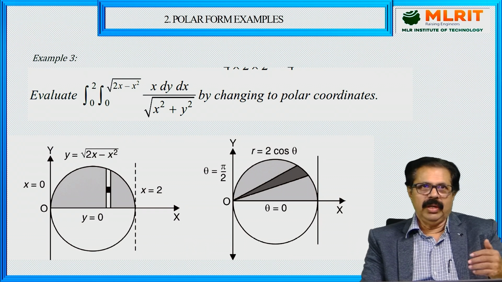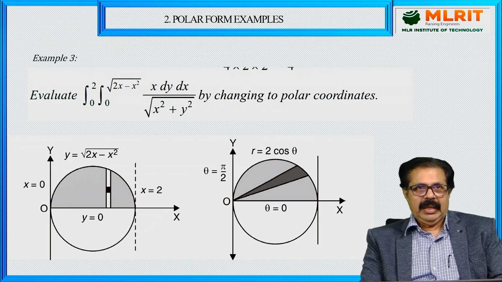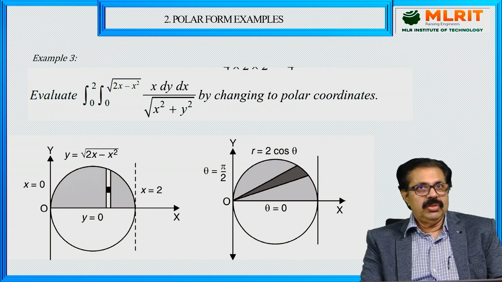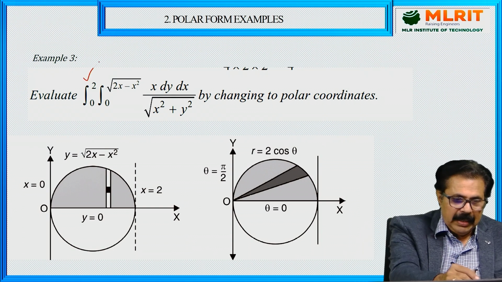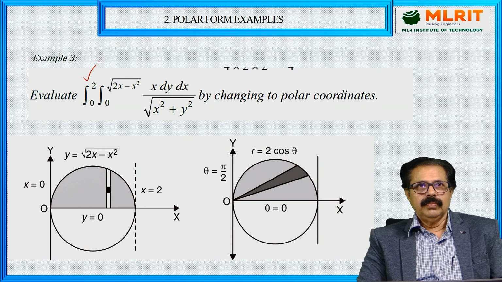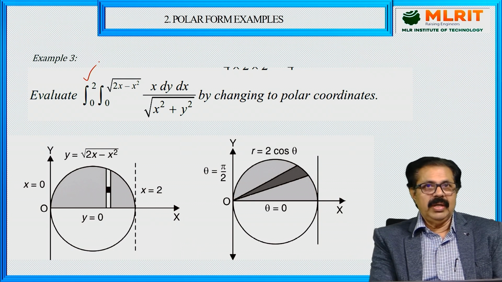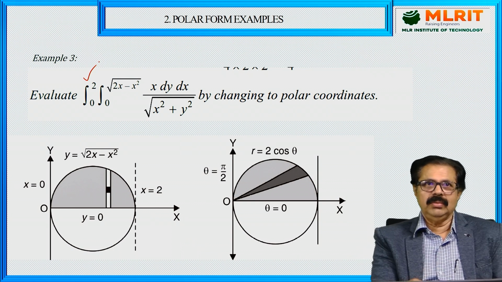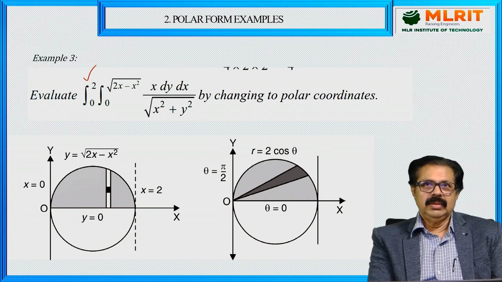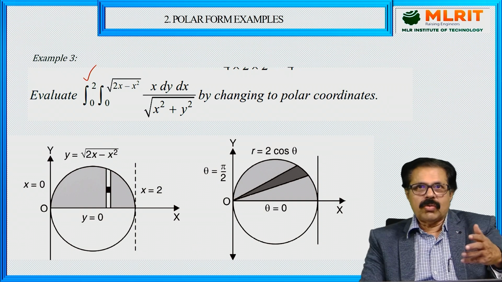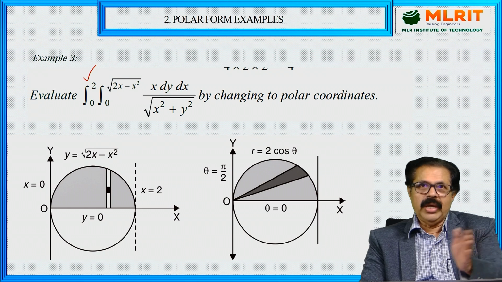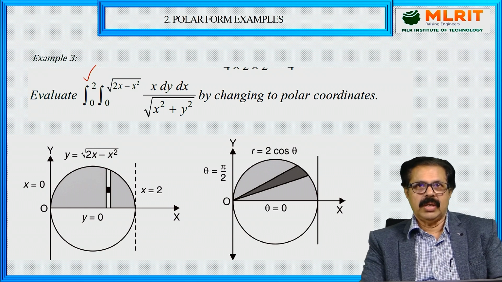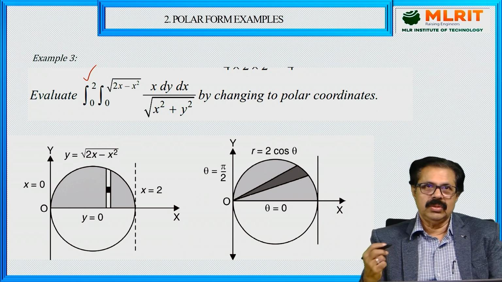In example number 3, if you see the integral, the y limits are: lower limit is 0 and the upper limit is under root 2x minus x square, and the outer limit is x equal to 0 to 2. The moment you see this, you can immediately realize that it is a circular region. If it is a circular region, change it to polar coordinates. If you change to polar coordinates, the double integral becomes much easier. Remember that. It is always a point to be noted that depending upon the region, try to change the coordinates: Cartesian to polar, or Cartesian to cylinder, Cartesian to spherical polar, etc.